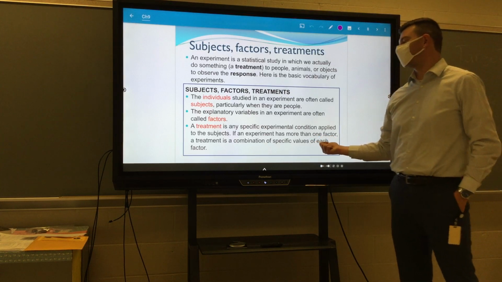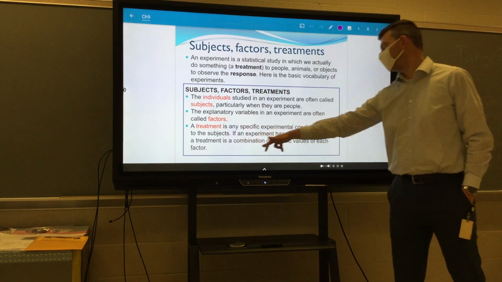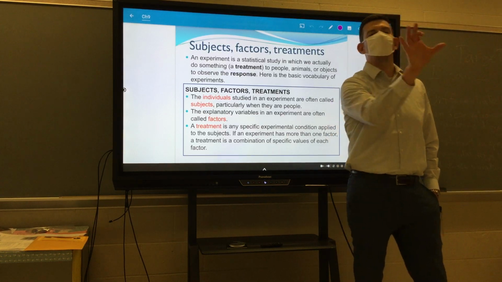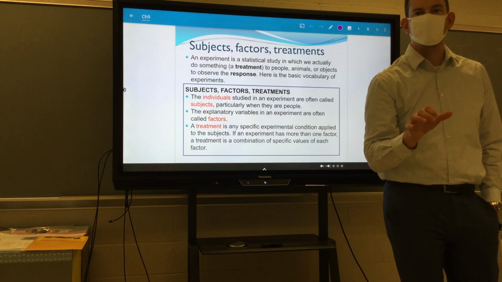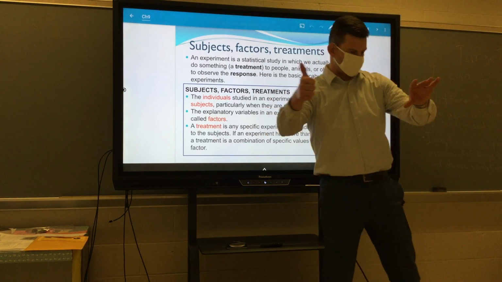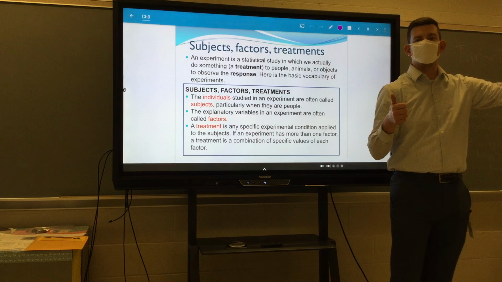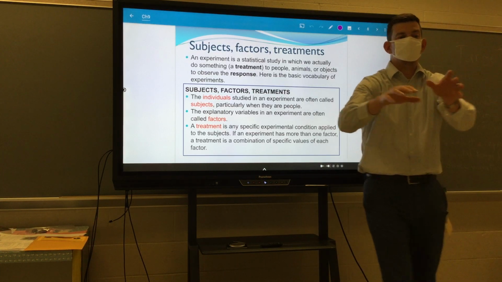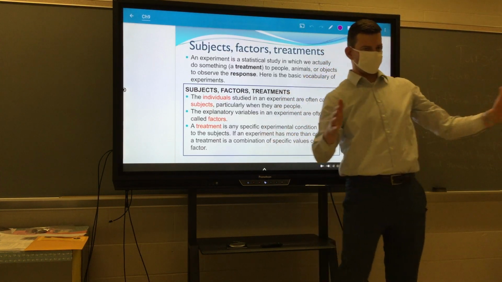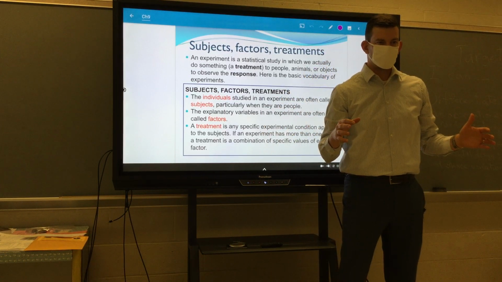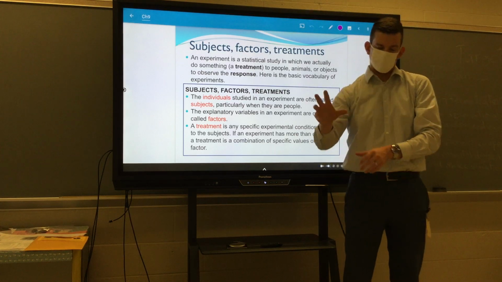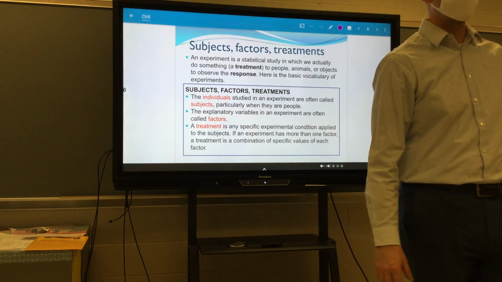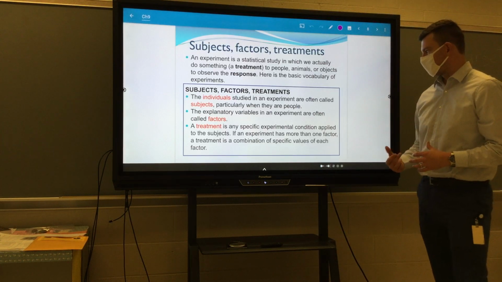So if there's more than one factor, a treatment is a combination of specific values of each factor. So if you have like 3 different factors, and factor 1 is present, factor 2 is not present, factor 3 is present, that is a specific treatment. As opposed to the next treatment where all 3 of those factors are present. And a different treatment where the first 2 are missing and the third one is present. So you could come up with a number of different combinations for your treatments.